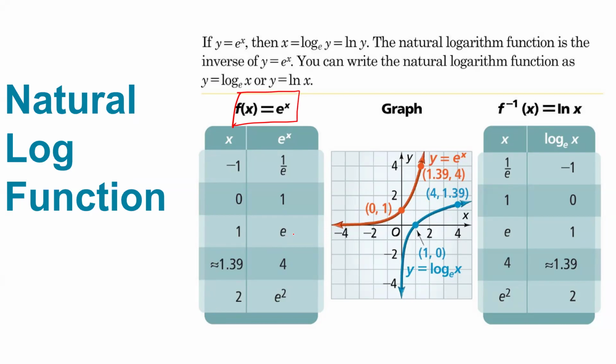Does anyone remember what I said e is approximately? Two point, anyone? 2.72. Yeah, right? You remember that? It's also in your notes from yesterday, in our other paper. Okay, so e is approximately 2.72. And so these are the values.